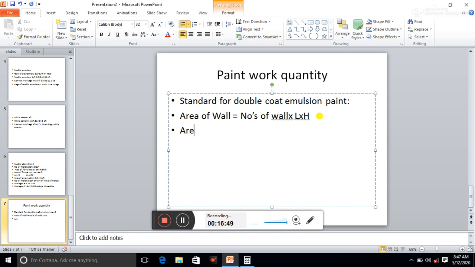So for the area of walls, for example, we have number equal to 4, length equal to 16 feet, and height 10 feet. So the area of wall will be equal to 4 into 16 into 10, so it's equal to 640 square feet. This is the area of wall.